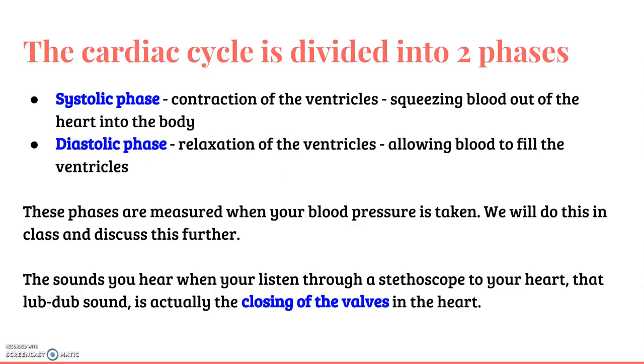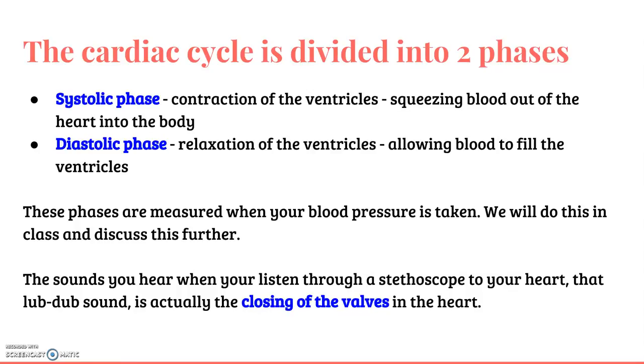The cardiac cycle is divided into 2 phases. You have systole and diastole, or the systolic phase. That's the contraction of the ventricles that squeezes blood out of the heart and into the rest of your body. And then you have the diastolic phase, which is the relaxation of the ventricles, and it allows blood to fill the heart and fill the ventricles.